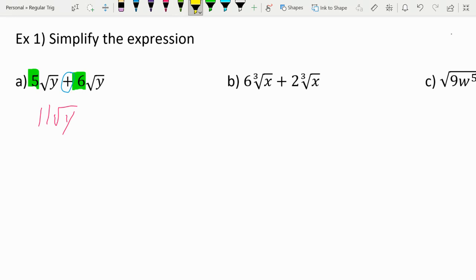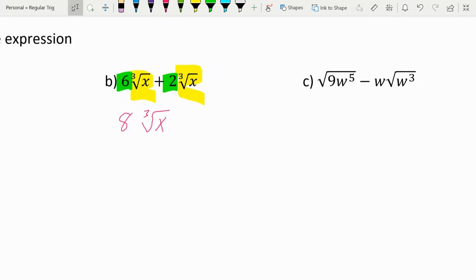Now, if you look at this part B, the third root of x, the third root of x. Do you agree they're exactly the same? Yes. So what are we going to do? We're just going to combine those numbers that are in front. So we end up with here 8 times the third root of x. And we're done. That's it.